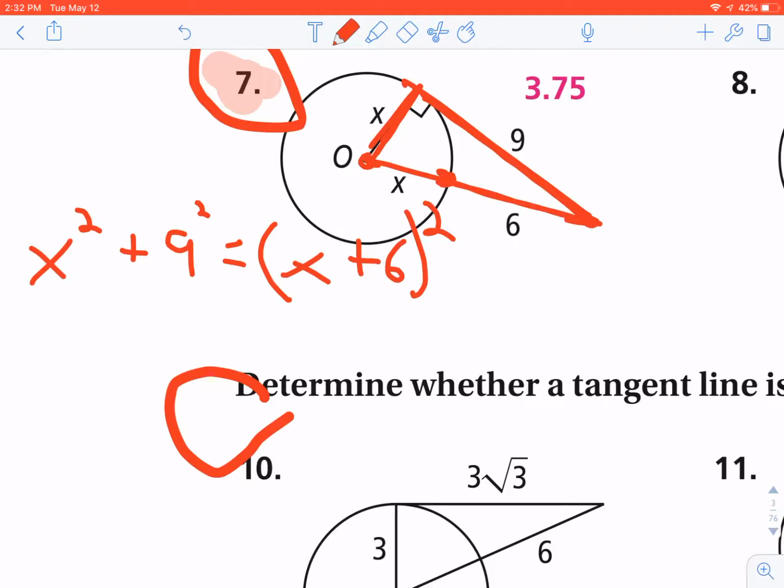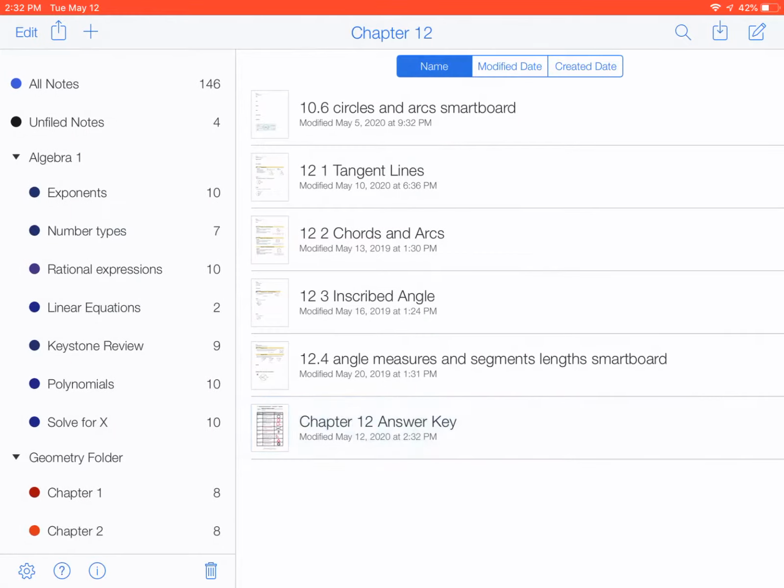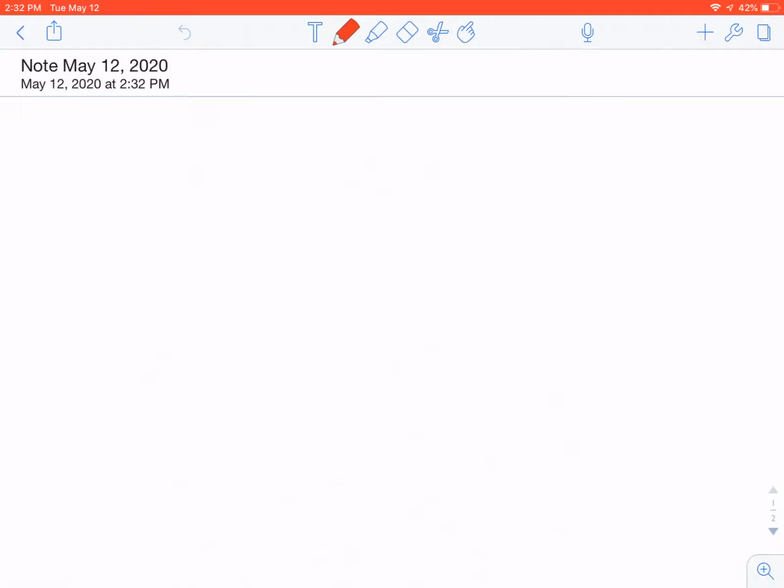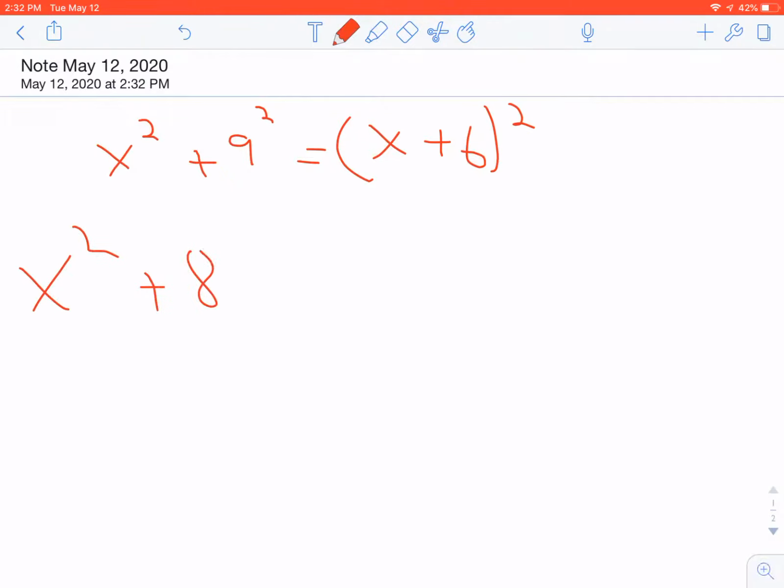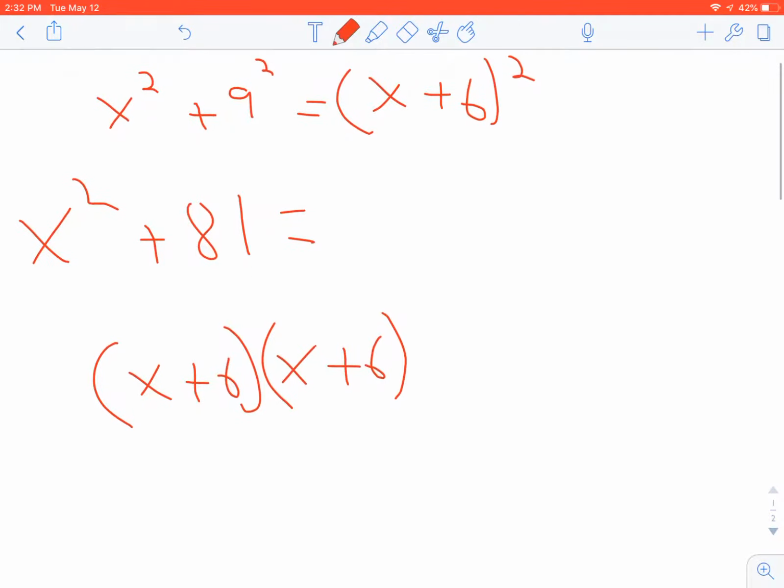Okay, so I'm going to go to a new page and rewrite this out here. So we had x squared plus 9 squared was equal to x plus 6 squared. The left-hand side's easy: x squared plus 81 is equal to, now, you could FOIL this, you could box it. I think in some of the videos I had done the box method. So I'll FOIL this one to show you, and then I'll do the box method for number 9.